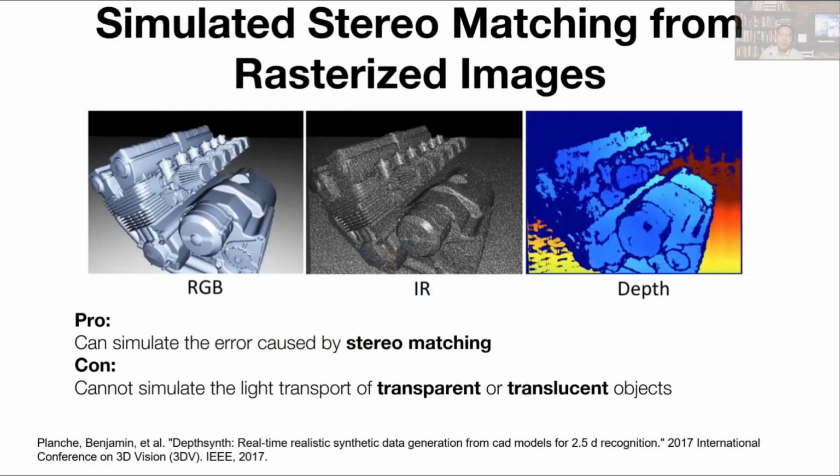In DepthSynth in 2017, they first rendered the stereo IR images by rasterization and performed stereo matching on the rendered images. It can simulate the error caused by stereo matching, which narrows the sim-to-real gap for normal objects. But since it uses rasterization for rendering, it cannot simulate the complex light transport phenomenon of real transparent and translucent objects.